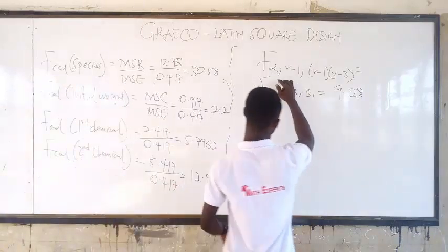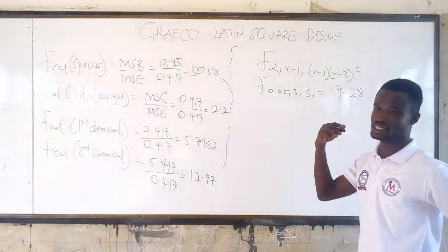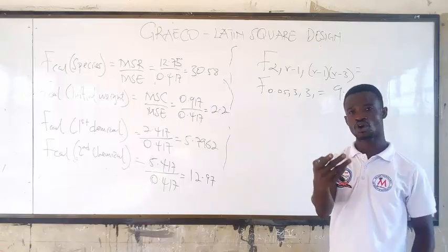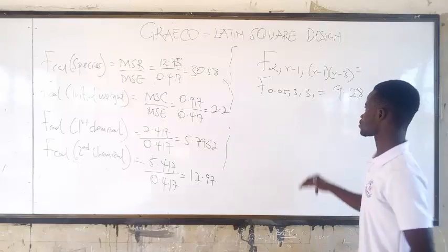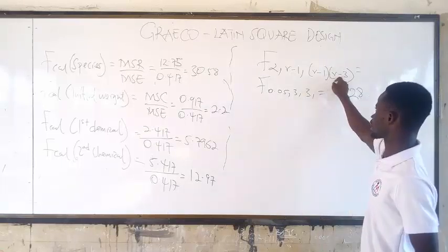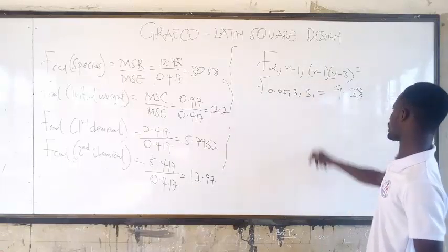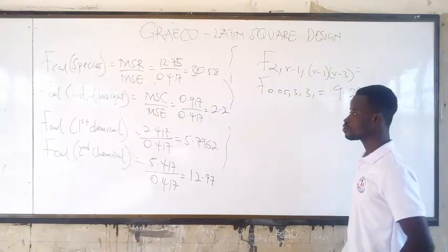Then you go back to your Latin square, because now in the Latin square, the upper level will be given to you. Alright? So that's how you do it. Don't forget. Okay? So you'll be back with the conclusion.